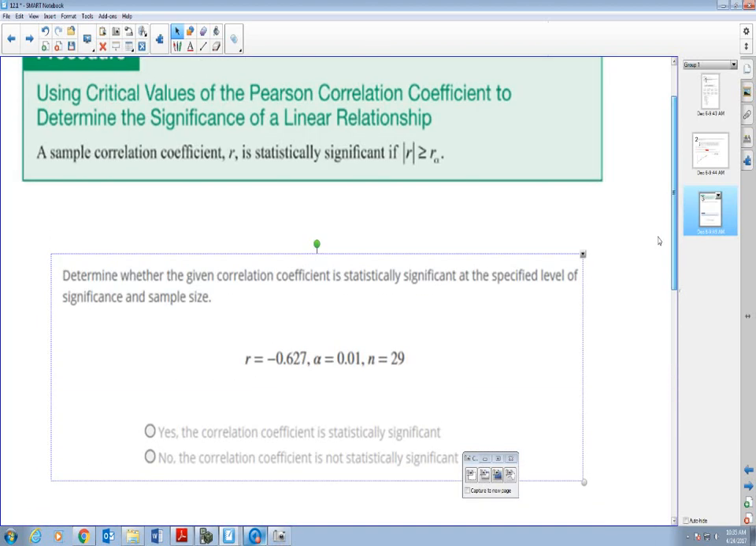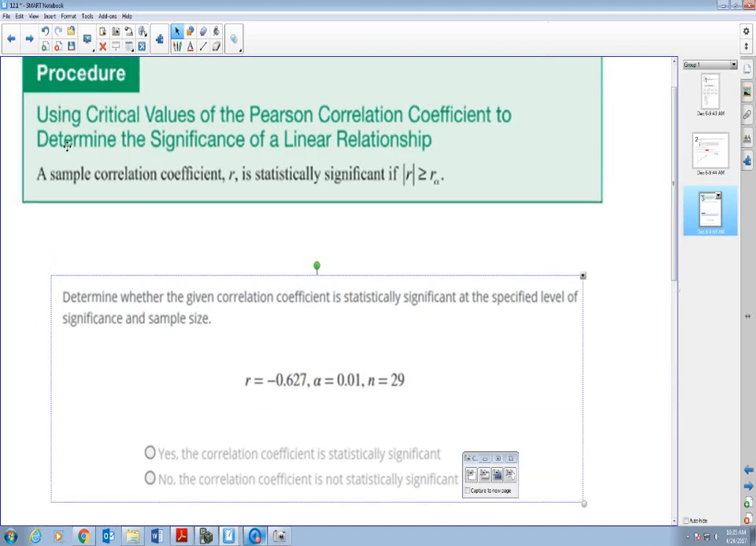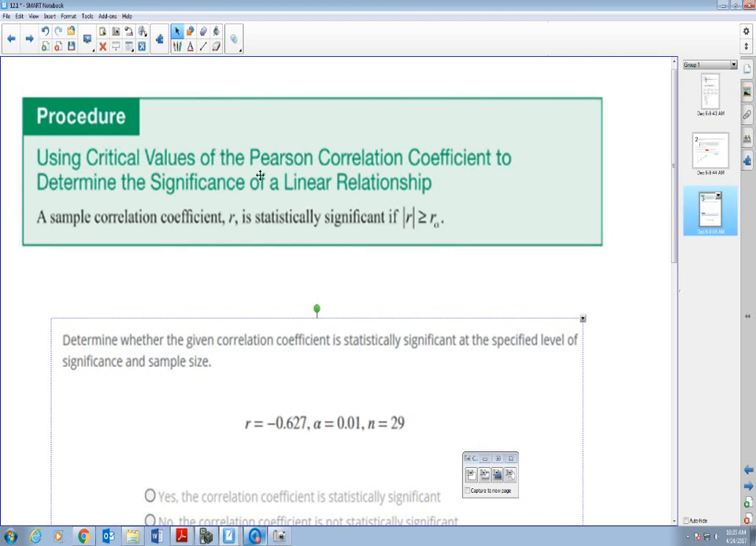Now, before we do that, real quick, using what we so-called the critical value of the Pearson correlation coefficient to determine the significance of a linear relation. So what it's saying is, let's say I have a simple correlation coefficient R. Is it statistically significant? If the R is statistically significant, that means the absolute value of my linear correlation has to be greater than or equal to this thing called R sub alpha, or the Pearson correlation coefficient.